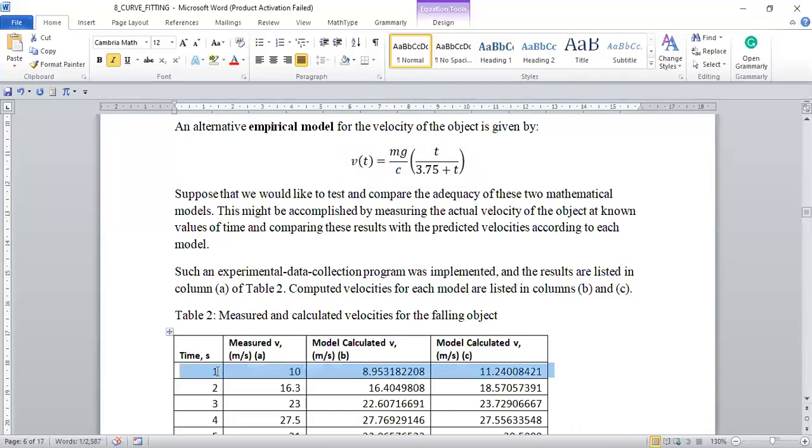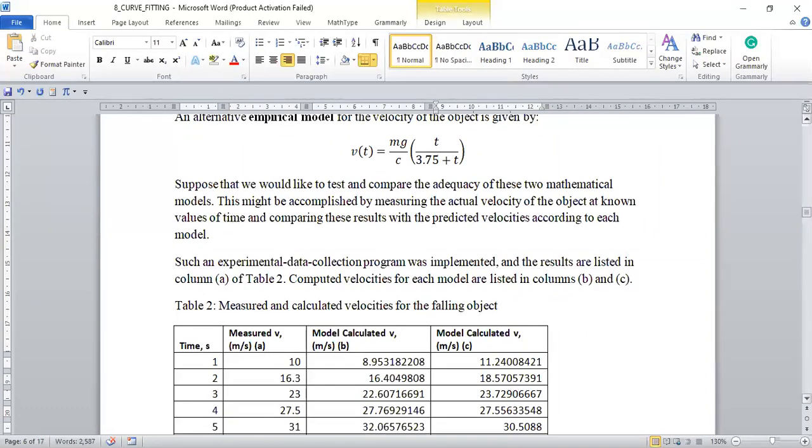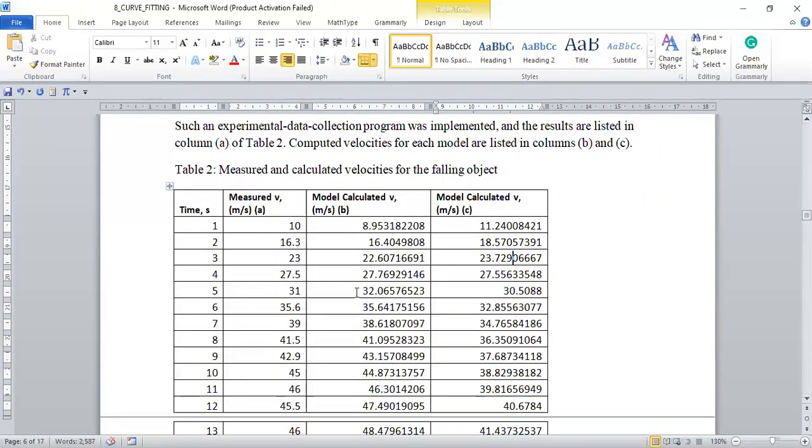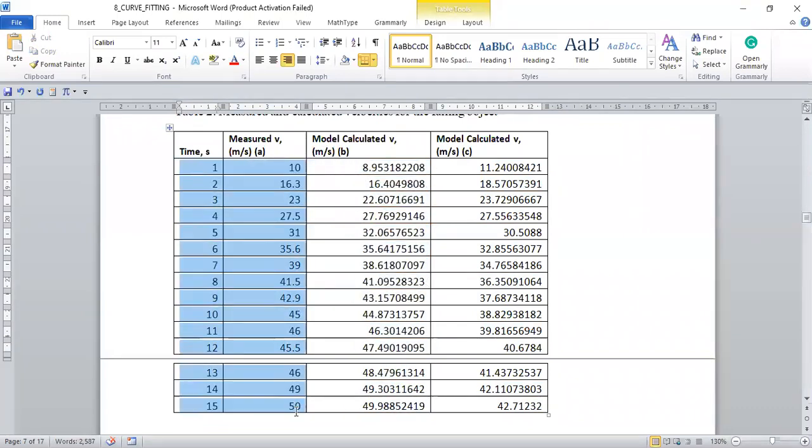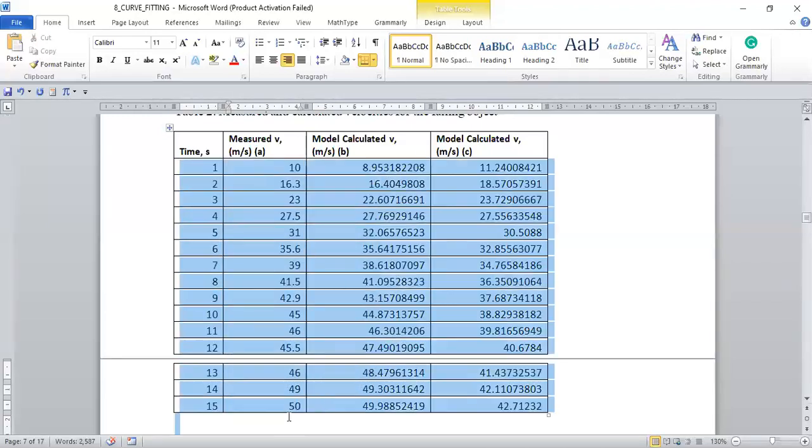So at t equal to 1, at t equal to 2, you have this. At t equal to 3, you have this. The question actually says that we should determine which one is the best model that explains the velocity of a falling object. You know that this column is the measured values.